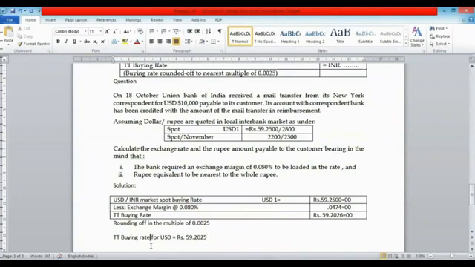Any doubt till here? I hope there is no doubt in this. It is very simple. The format has been given. I take up another problem. Now you can put it in terms of rupees also, that is, how much rupee has to be paid to the customer.